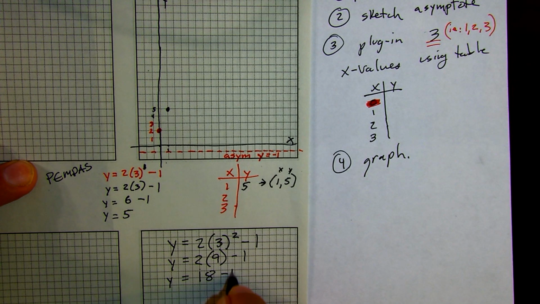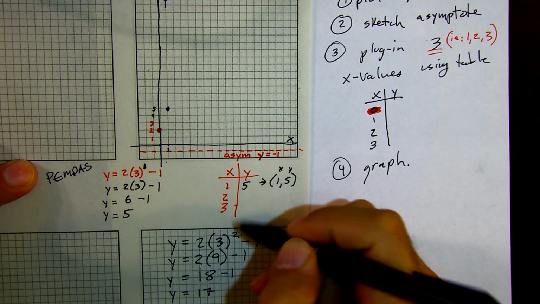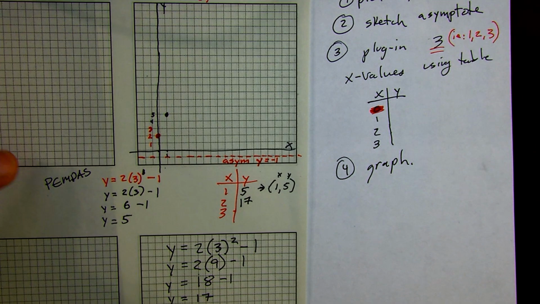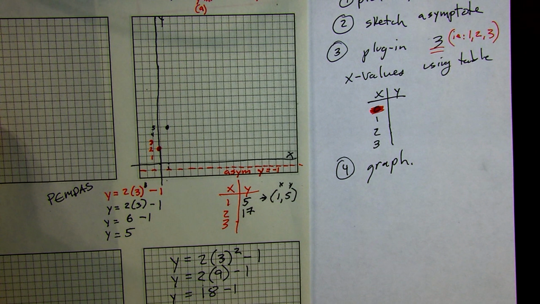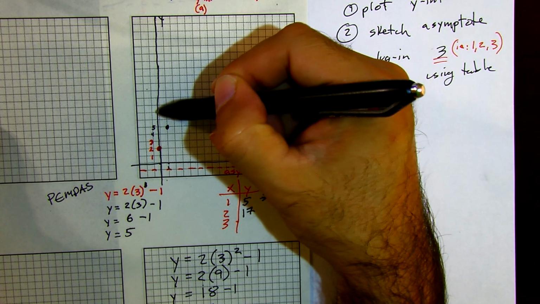Two times 9 is 18, minus 1. Y is 17. So what I figured out is when I plug in 2 for x, I get 17 for y. So now we've got to plot this point, and we'll see if we can draw a graph from that. You need at least 3 points, but let's see where this ends up.